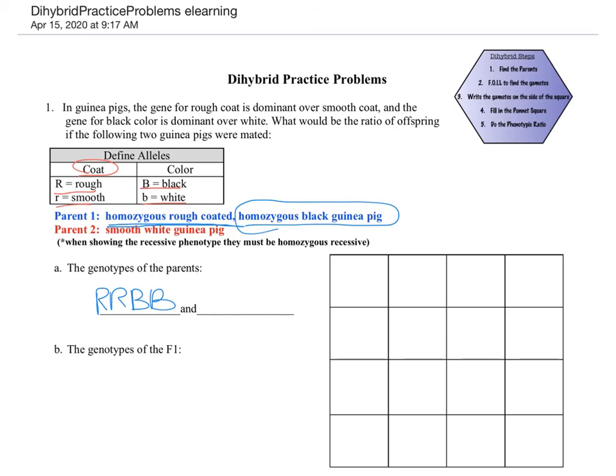And then this parent says smooth. If it's recessive in phenotype, then you only have one possible genotype. Little r, little r. White is also recessive, so then I only have one possible genotype. Little b, little b. And those will be the parents that you cross.